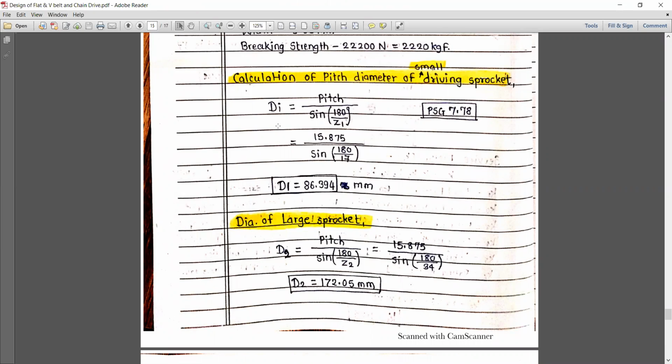So that is what we get. D1, as Z1 is equal to 17 and pitch is equal to 15.875, the smaller diameter of sprocket D1 is equal to 86.394 mm. Then similarly you can calculate the diameter for the largest sprocket. Instead of Z1 you can just use the value of Z2, that is the number of teeth on the largest sprocket. So D2 is equal to pitch divided by sine of 180 divided by Z2. So D2 is equal to 172.05 mm.